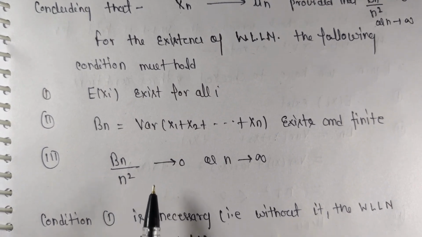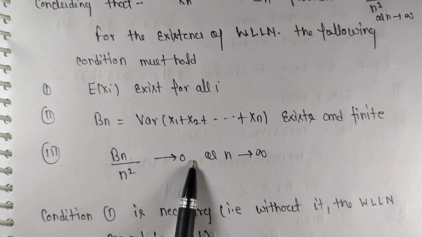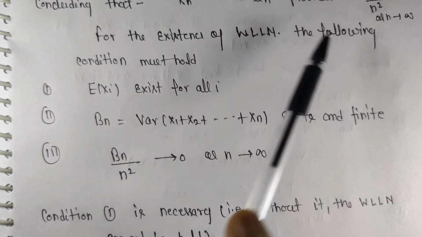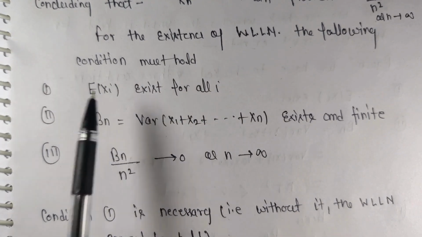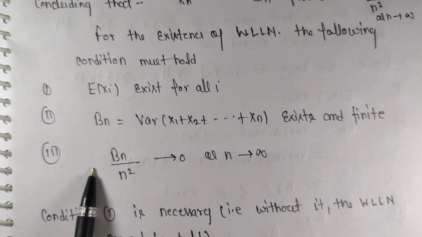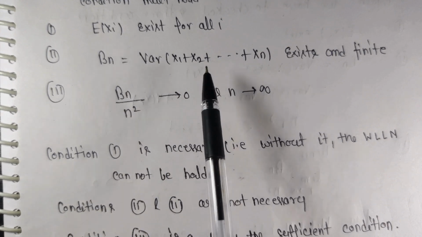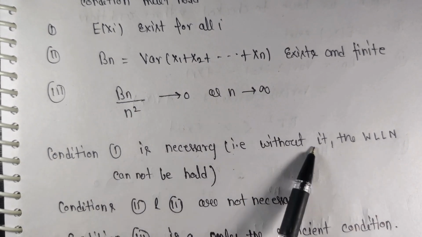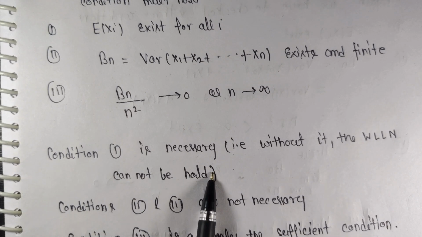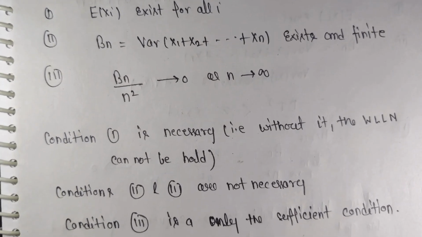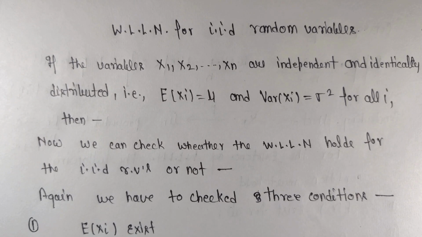This is the second condition for the existence of the weak law of large numbers. And the third one is that bn upon n square tends to 0 as n tends to infinity. So for the existence of the weak law of large numbers the following conditions must hold: first one is this, second one is this, and third one is this. Now you can conclude that condition 1 is a necessary condition; without it the weak law of large numbers can't hold. Is it clear? Conditions 2 and 3 are not necessary, and condition 3 is only a sufficient condition. So for the existence of the weak law of large numbers we have three criteria or three conditions.